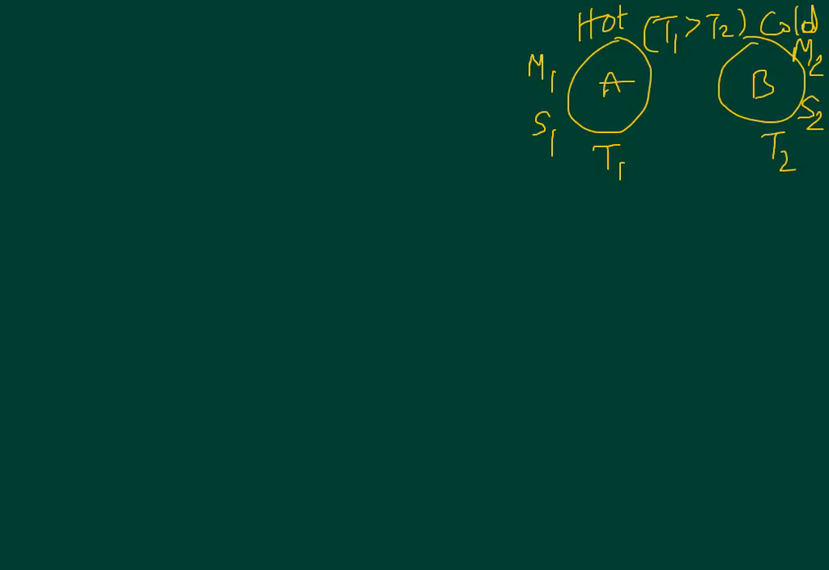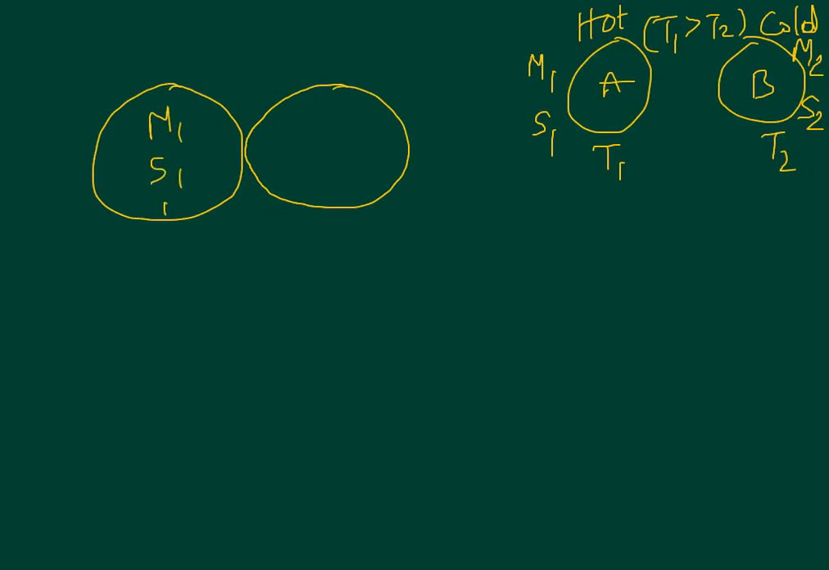Now these two bodies are kept in contact. Body A has mass M1, specific heat S1, and temperature T1. For the other body, B, it is M2, S2 and T2. We said this is a hot body and this is a cold body, and like that we gave the information here. So what happened when they were kept like that?